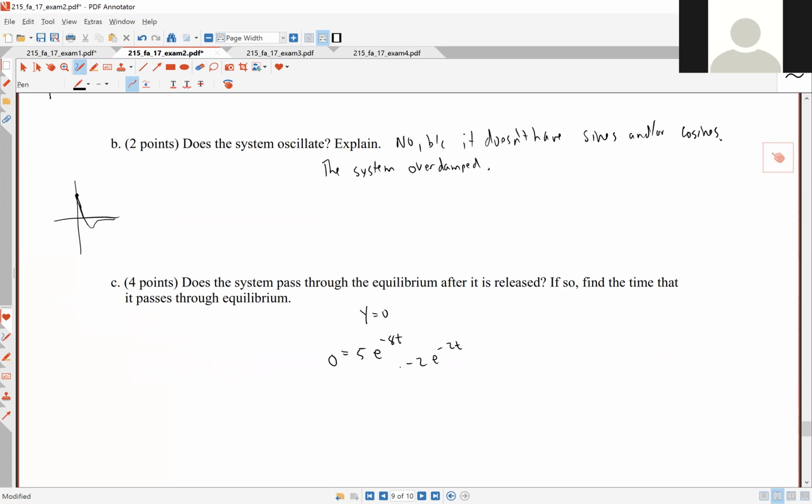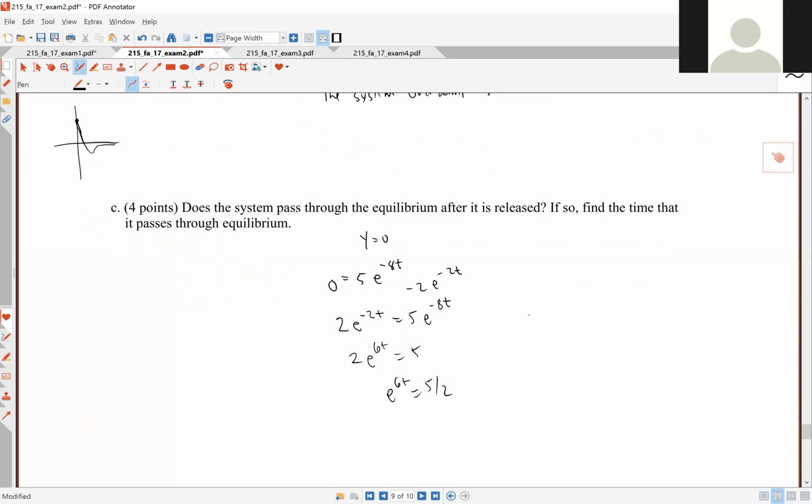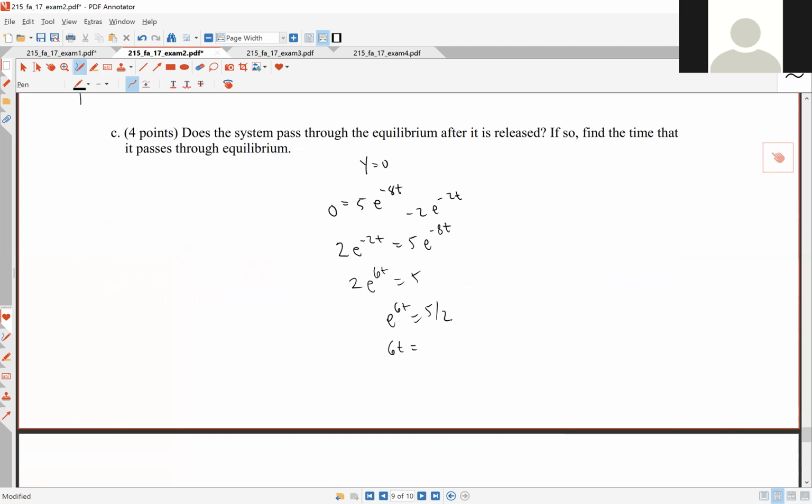And so if we add 2e to the negative 2t to both sides, then we have 2e to the 6t equals 5, or e to the 6t equals 5 halves. That's what tells me right there that I have a solution. 5 halves isn't negative, and so we take the natural log of both sides and then divide by 6. So at 1/6 of natural log of 5 halves seconds, this mass will pass through its equilibrium.